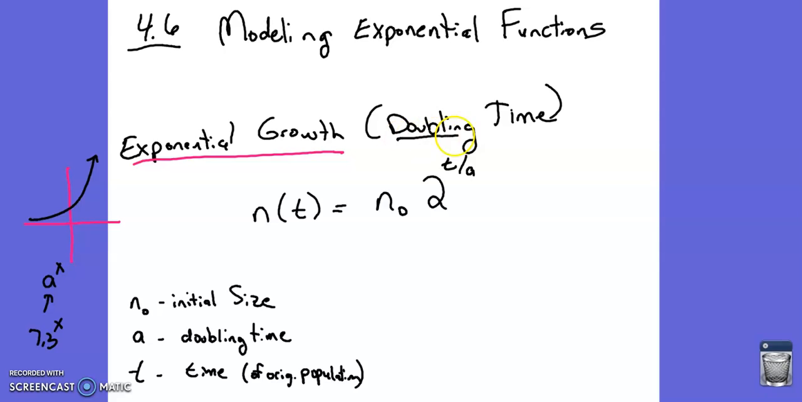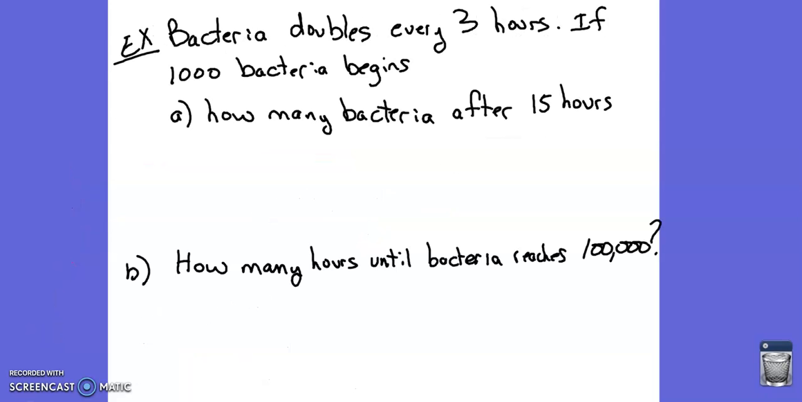Now, specifically doubling time. So now we're talking about a specific type of exponential growth. When it doubles, notice the base is 2 automatically. Notice also A is the doubling time, how long it takes to double. And N0 is the initial size of the population, like the population of the bacteria. So let's look at an illustration.